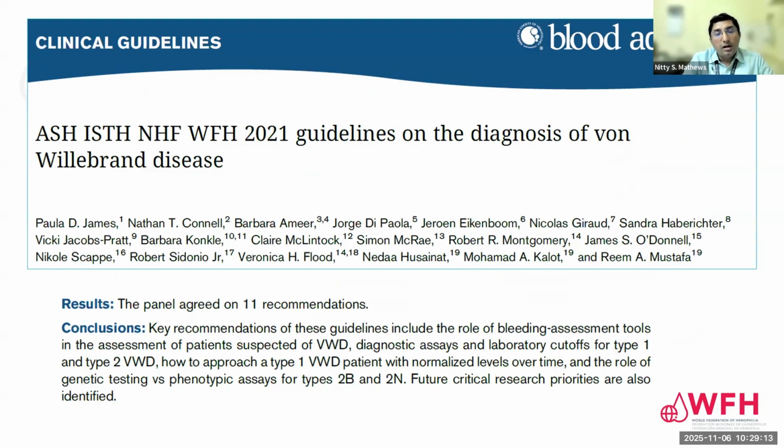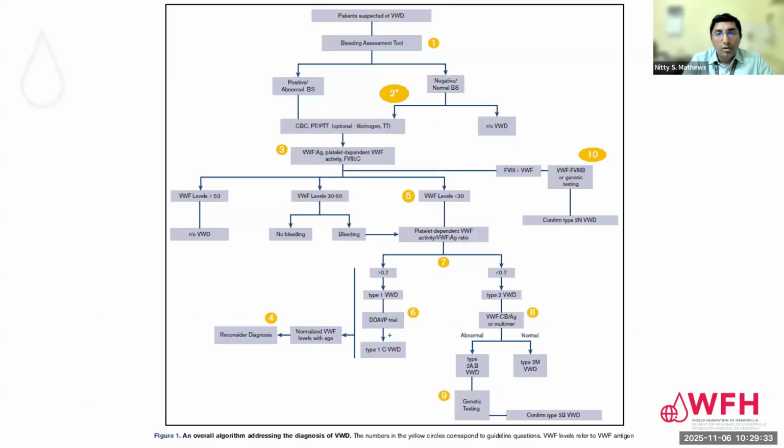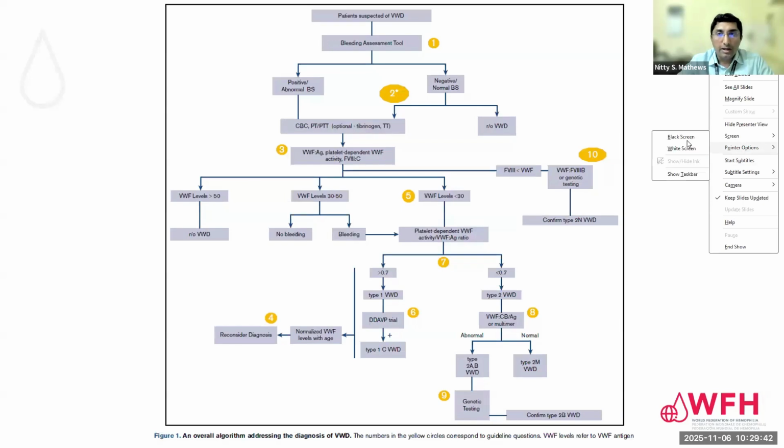In 2021, there were consensus guidelines released by a panel, including ASH, ISTH, NBDF, and WFH, for the diagnosis of von Willebrand disease. I will be using their guidelines as a template to take you through the tests for von Willebrand disease diagnosis in the lab. They have given an algorithmic approach, which I will try to break down in subsequent slides and go little by little.